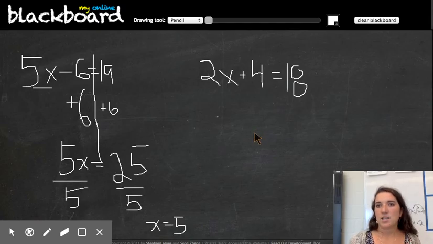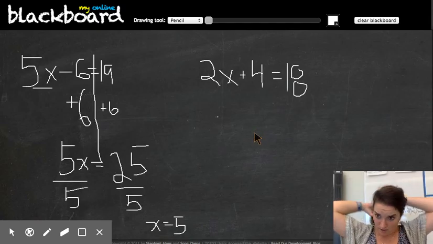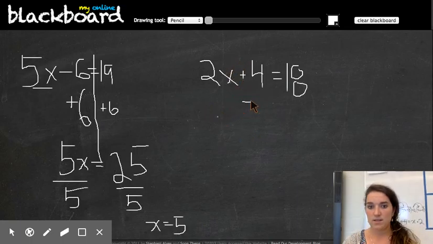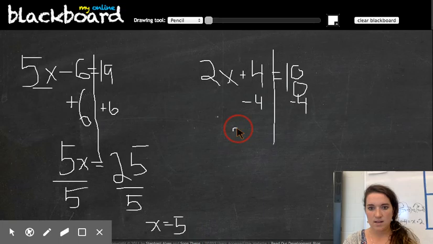Looking at the next one, again a 2-step equation, I want to get rid of everything that's not directly next to x. So what do I want to get rid of? First, I subtract my 4 on both sides. Now what am I left with on the left? I'm left with 2x. And then on the other side, I have 18 minus 4, which is 14.